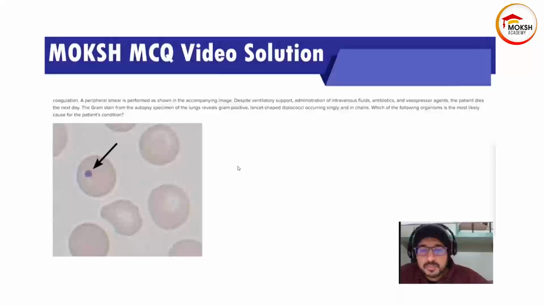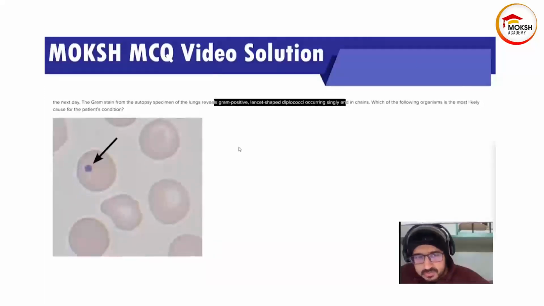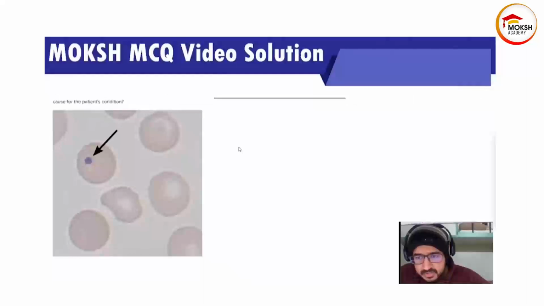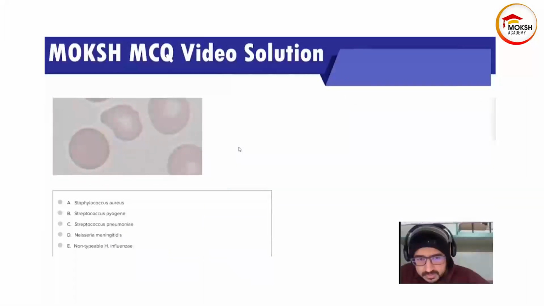And the gram stain from the autopsy specimen of the lungs reveals gram-positive, lancet-shaped diplococci occurring singly and in chains. Which of the following organisms is the most likely cause of this patient's condition? So we have options: A, Staph aureus; B, Streptococcus pyogenes; C, Streptococcus pneumoniae; D, Neisseria meningitidis; E, non-typeable H influenzae.